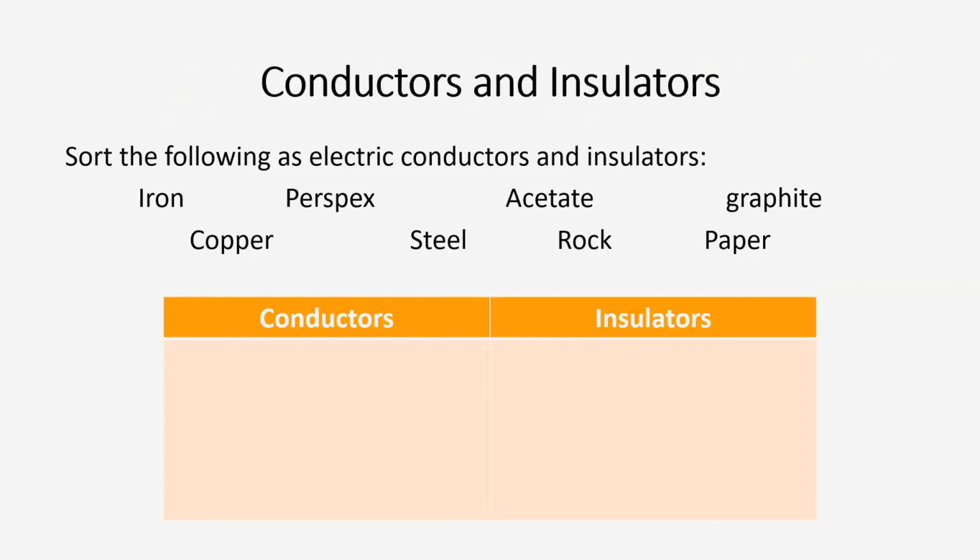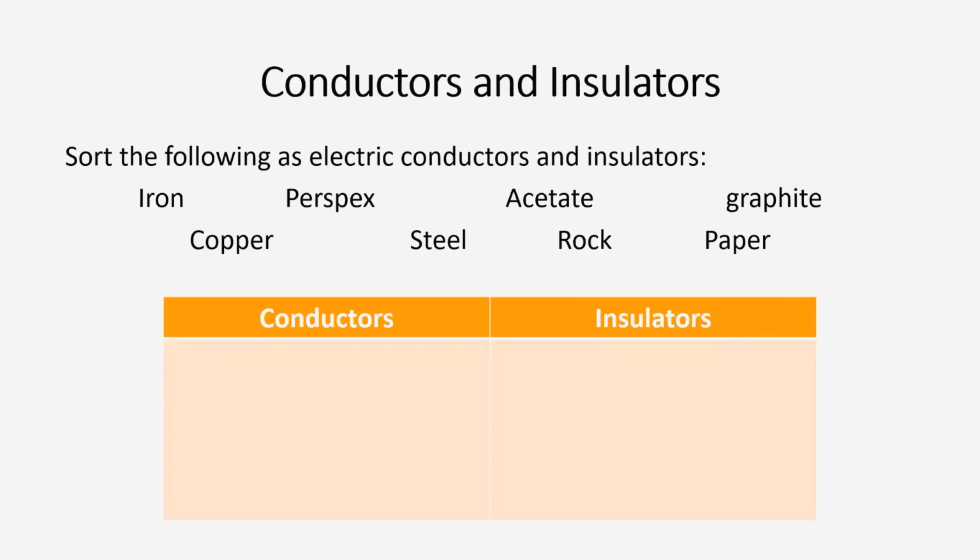So, for the solutions. Iron is a metal and it is a conductor. Copper is also a conductor. In fact, the wires in our homes are made of copper. Perspex is an insulator. Steel is a conductor. Acetate is an insulator. Rock is an insulator. Paper is an insulator. And graphite is a conductor.